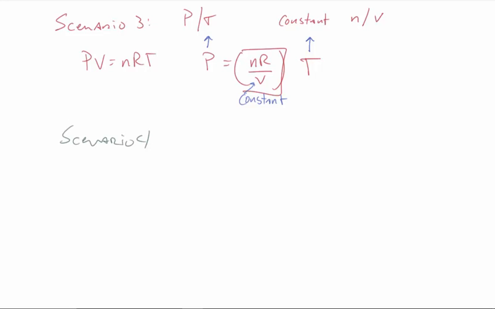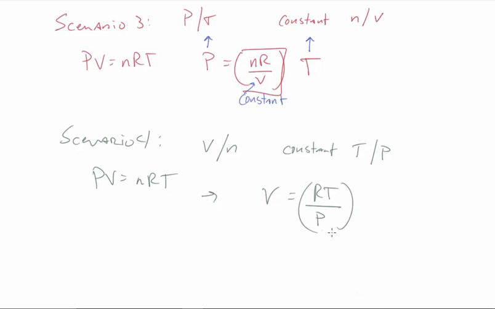Scenario 4. In this particular case, I am going to vary volume and number of moles, and I'm going to hold constant my temperature and my pressure. So again, start out with the same PV = nRT, the same ideal gas law. I'm going to combine my temperature and my pressure, and so what this ends up looking like is volume is equal to RT over P, which is what's held constant, and that is directly proportional to n.